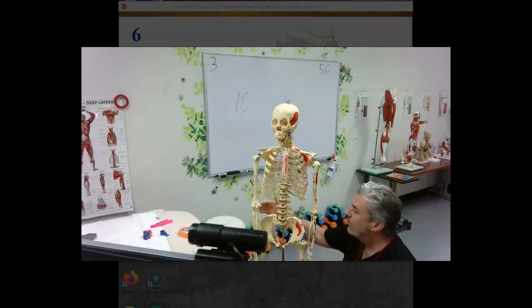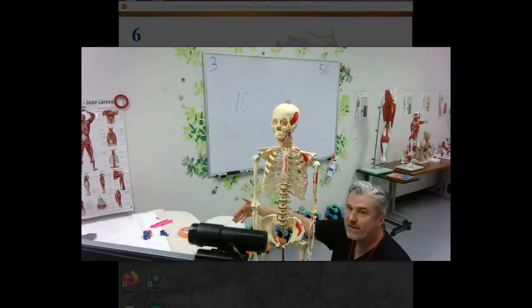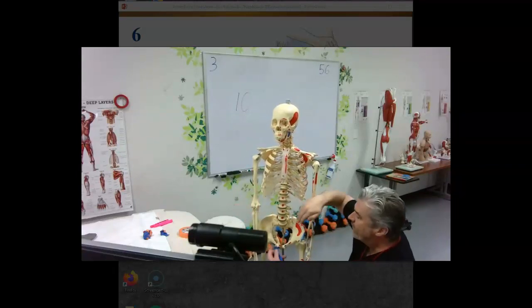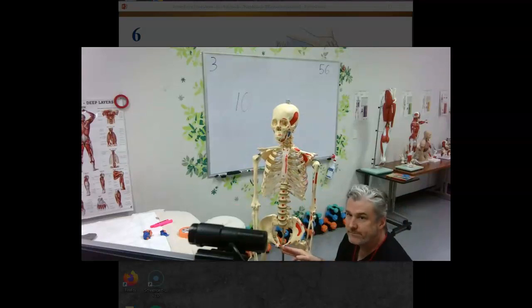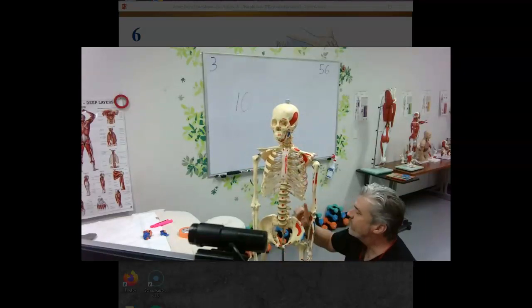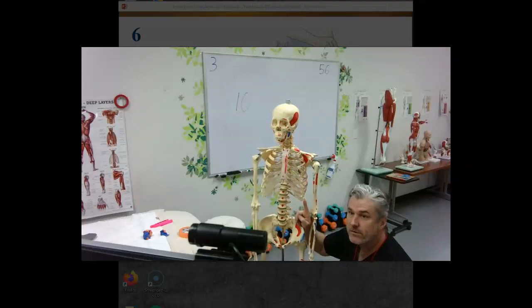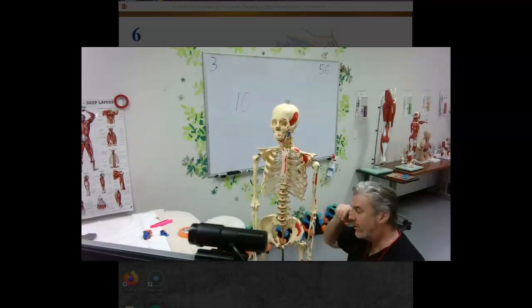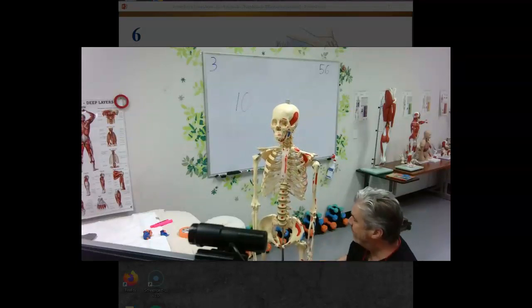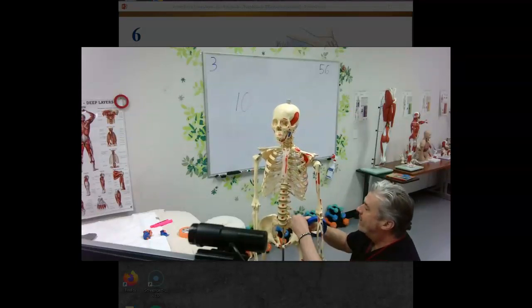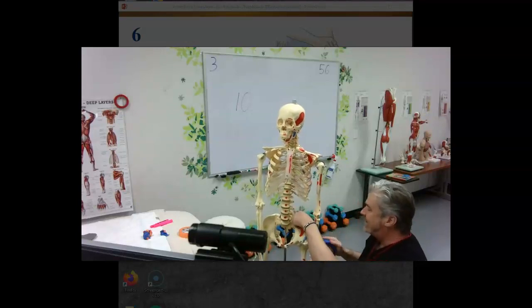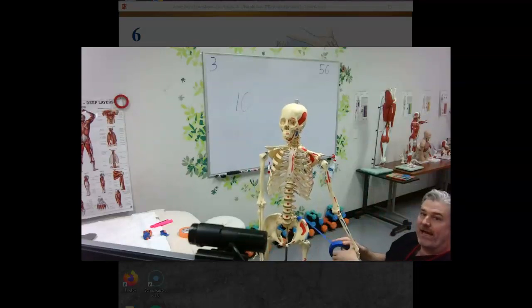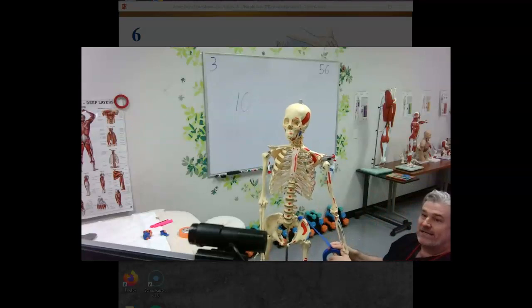And what's the word for back? Posterior. Yes. What's the word for outside or moving to the outside? Lateral. And what's the word for towards the middle? Medial. Yes. And what's the word for up? Superior. Yep. And what's the word for down? Inferior.